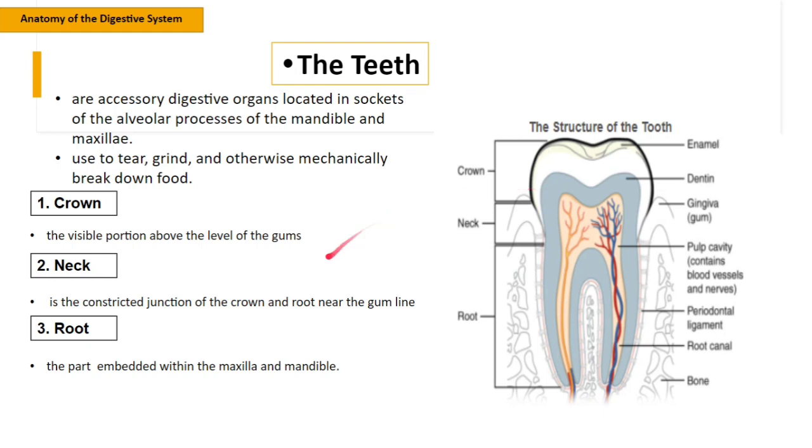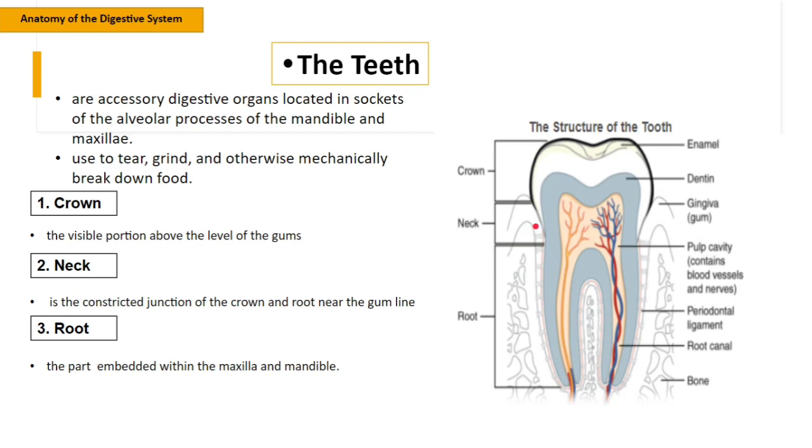And then we also have your neck, which is the constricted junction of the crown and root near the gum line. So yung parang makikita niyong parang nagbabulge sa ating gums, those are actually yung neck ng ating tooth. And we also have the root, which is the part embedded within the maxilla and the mandible.